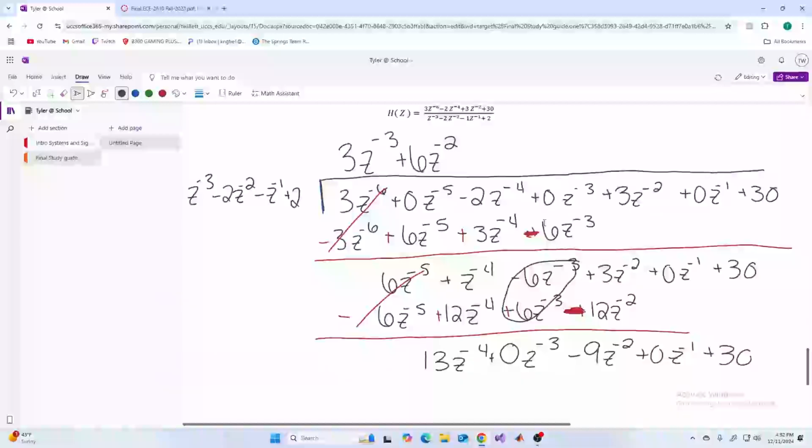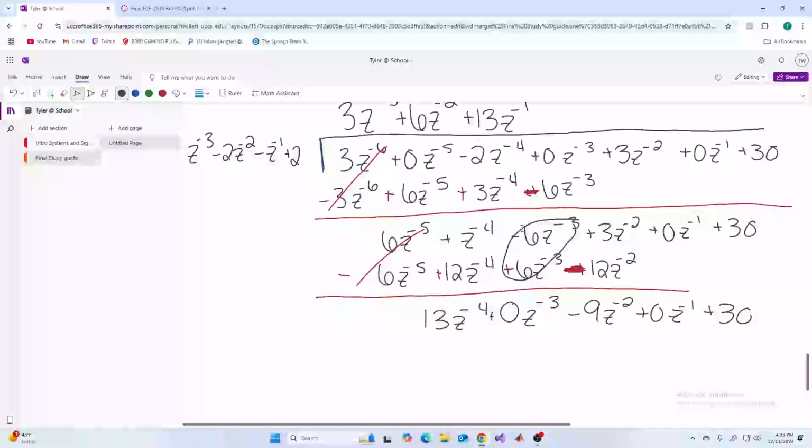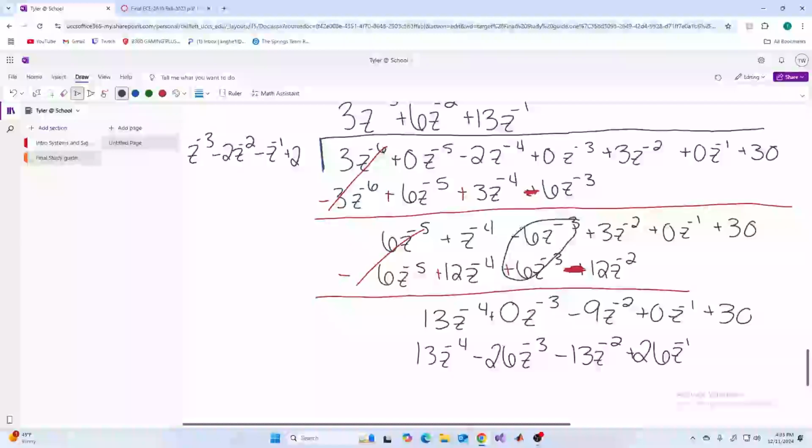Do the same thing next. What do I need to multiply to get 13z to the negative 4? So I need to multiply by 13z to the negative 1. Now I'm going to do the same thing. So I'm going to get 13z to the negative 4 minus 26z to the negative 3 minus 13z to the negative 2 plus 26z to the negative 1.